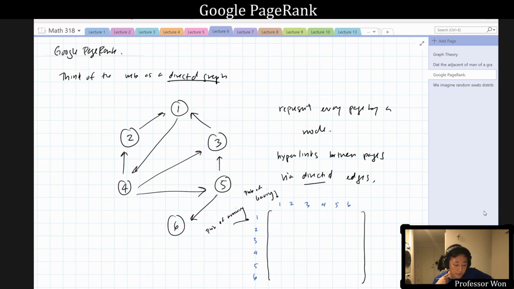Okay, so let's think of the first entry, which is A11. The question is, what probability is it that you go from page 1 to page 1? The only way to get from page 1 to page 1 is by randomly teleporting, right? So there's a 1/6 chance that you randomly teleport. And then within that 1/6 chance, there's only a 1/6 chance that you actually randomly teleport to vertex 1. So this first entry is 1/36.